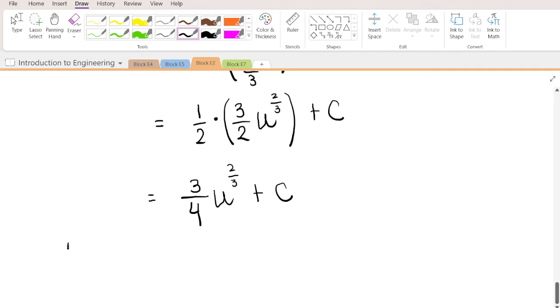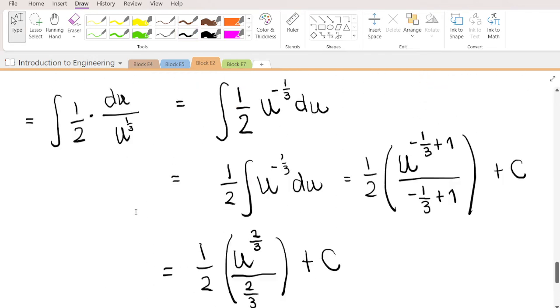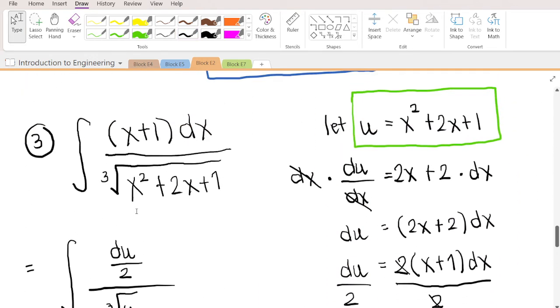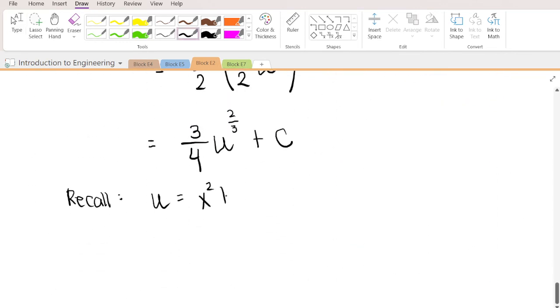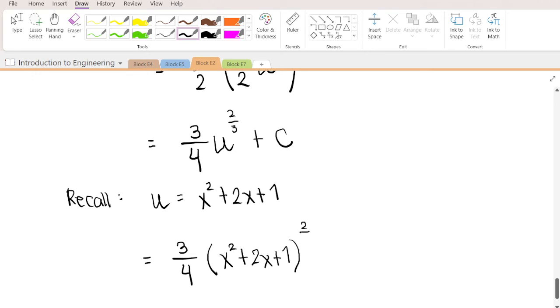And then recall that the meaning of your u is equal to x squared plus 2x plus 1. So we have x squared plus 2x plus 1. So you have 3 over 4 times x squared plus 2x plus 1, to the power of 2/3, plus c.